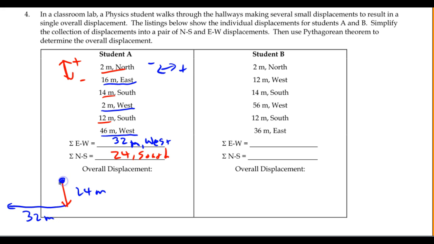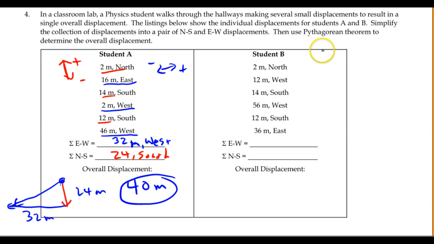To get our resultant magnitude, again, we would use a squared plus b squared equals c squared, so 24 squared plus 32 squared, and then take the square root, and you get an overall displacement of 40 meters. Again, we can then use some other methods to determine the actual angle of that, but right now we're just getting the overall displacement, the value, magnitude of it. So student B takes a slightly different path and ends up in a slightly different way, but we can do the same thing for them.